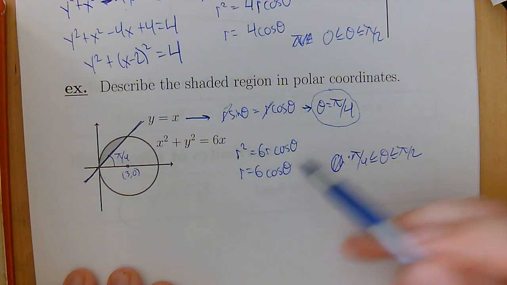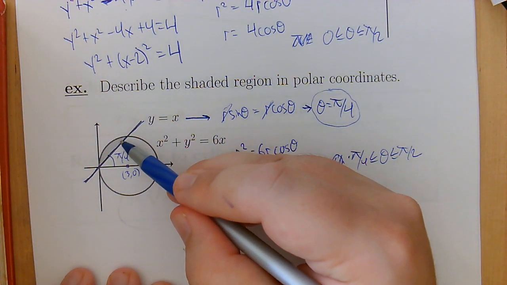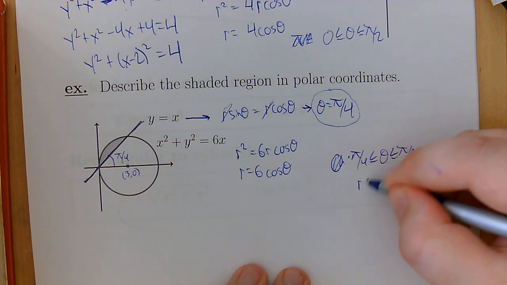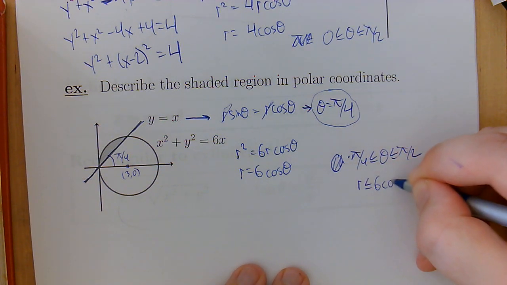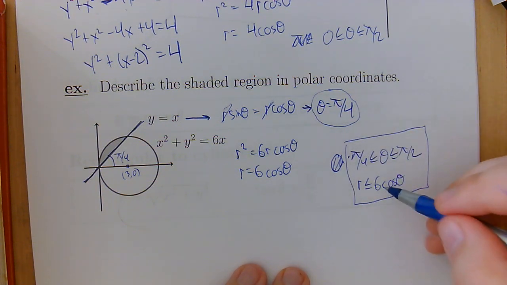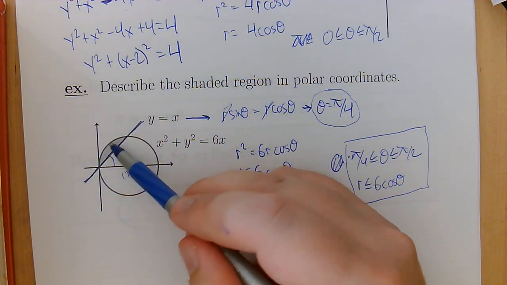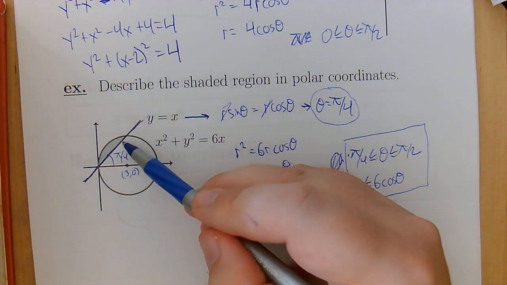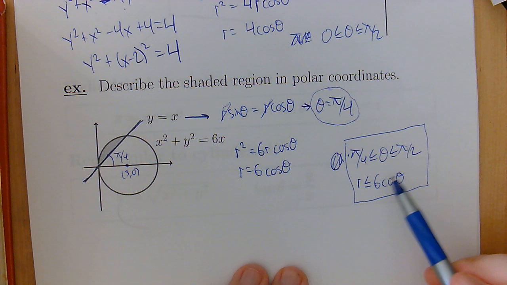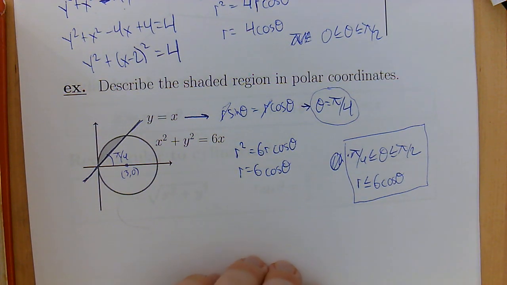So this is the boundary of the circle, but I need my r values to be closer than that, or the same distance. So that means that r is going to be less than or equal to 6 cosine of theta. So this is kind of hemming in my r's within the circle, and this is getting it so I'm only having circle values above this line right here. So that would be how we would describe this in polar coordinates.